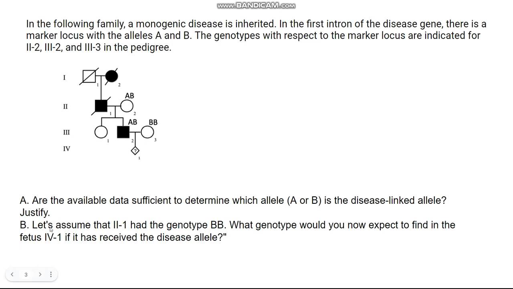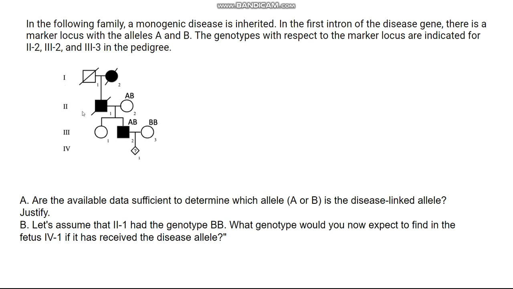Now they ask: let's assume that in generation 2-1, this father here, had the genotype capital B, capital B. What genotype would you now expect to find in the fetus, IV-1 here, in generation 4-1, if it has received the disease allele? Now suppose this person has received the disease allele, and we know this father's genotype, capital B, capital B. Either way, he will give one capital B to this person.